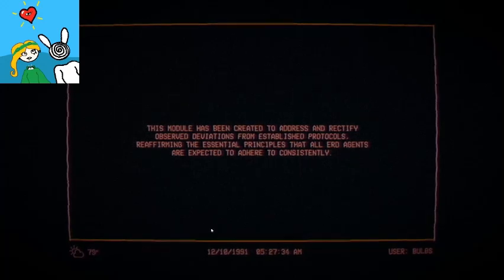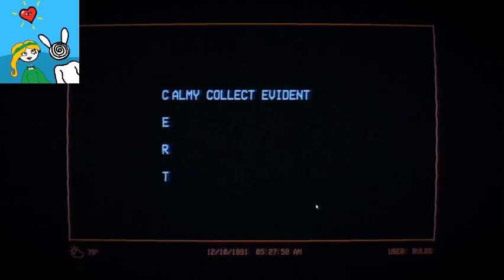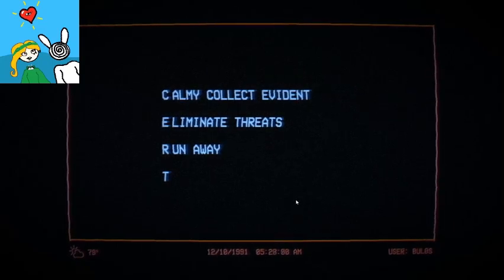This module has been created to address and rectify observed deviations from established protocols, reaffirming the essential principles that all ERD agents are expected to adhere to consistently. Lesson 1. CERT. CERT stands for Calmly Collect Evidence, Eliminate Threats, Run Away, and Terminate Self. Given an interaction with an entity, these are the order of actions an agent will take during escalation.